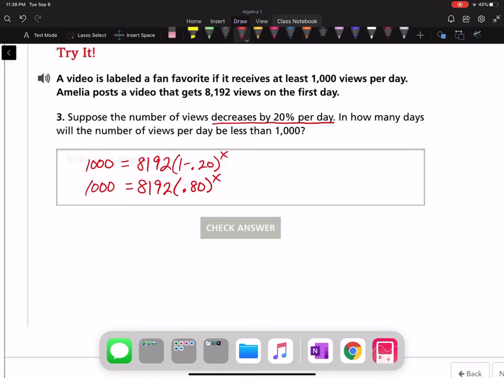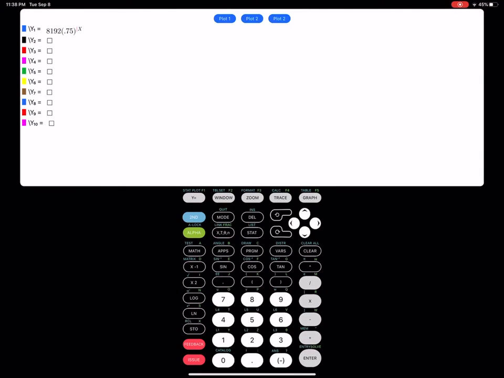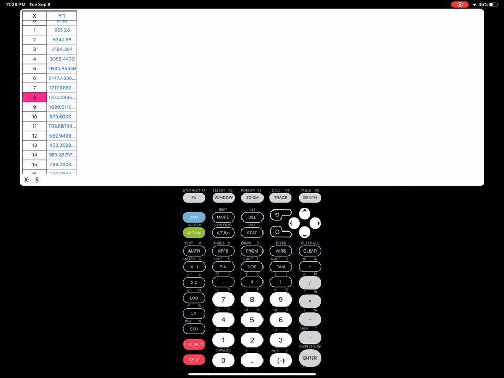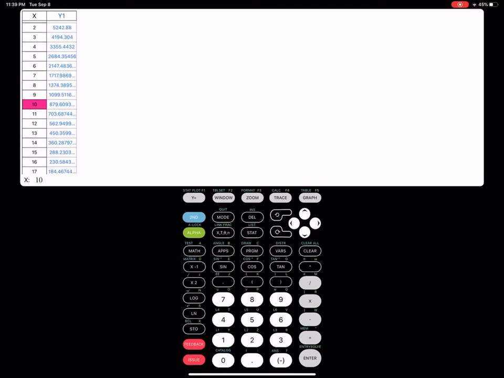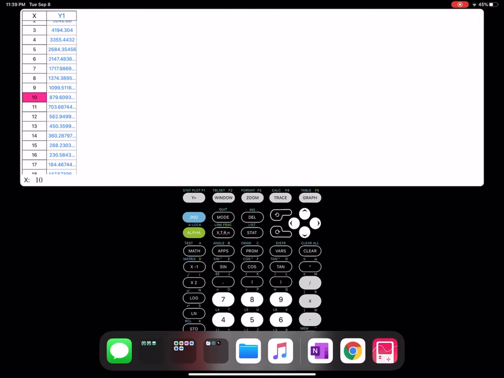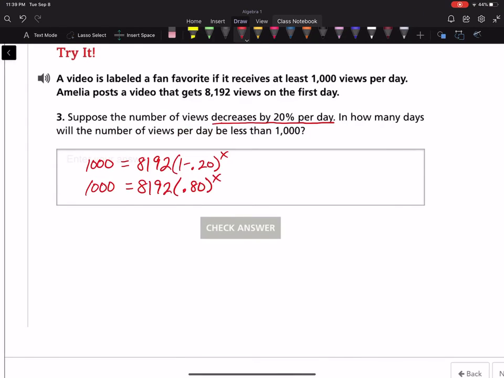So again, we go to our calculator, change that, instead of 0.75, we're going to go 0.8 and hit graph. And our problem is we still can't see it. That's okay. Go to my table, second graph, and it looks like about 10 days it will be less than 1,000. Okay, so at 9 days, it's at 1,099. 10 days is at 879. So our final answer is about 10 days. Okay.